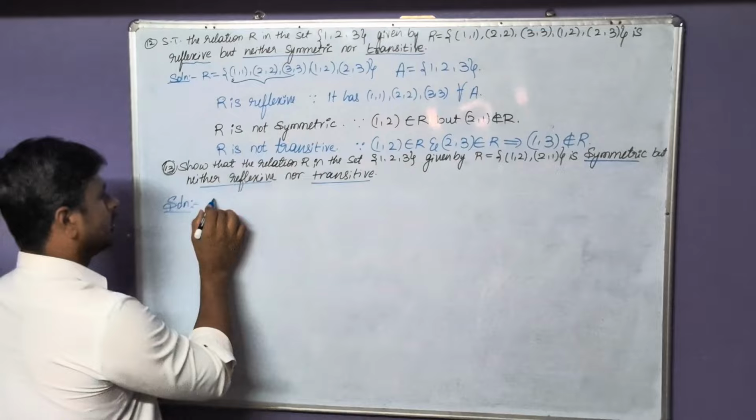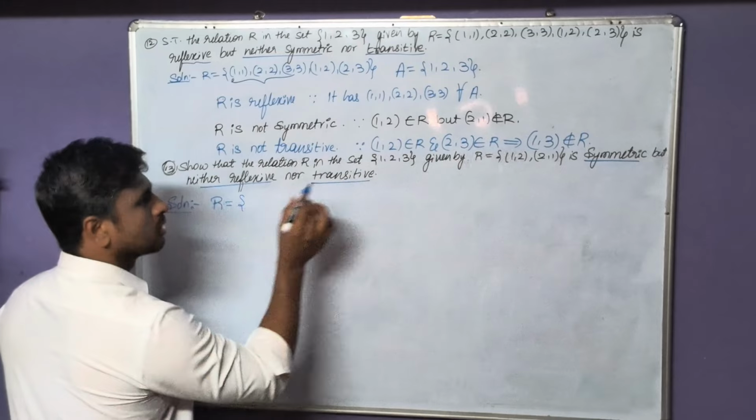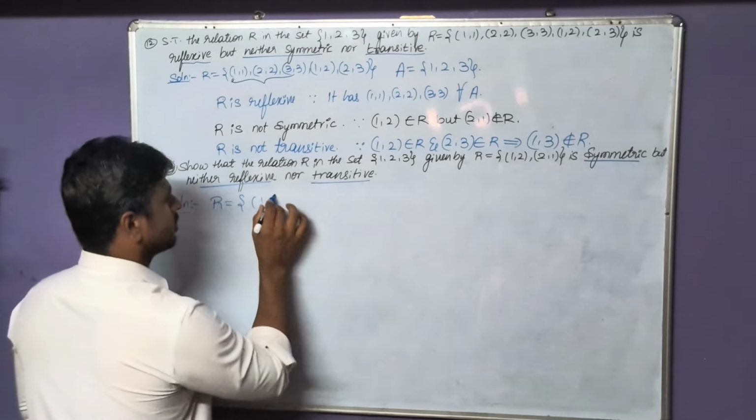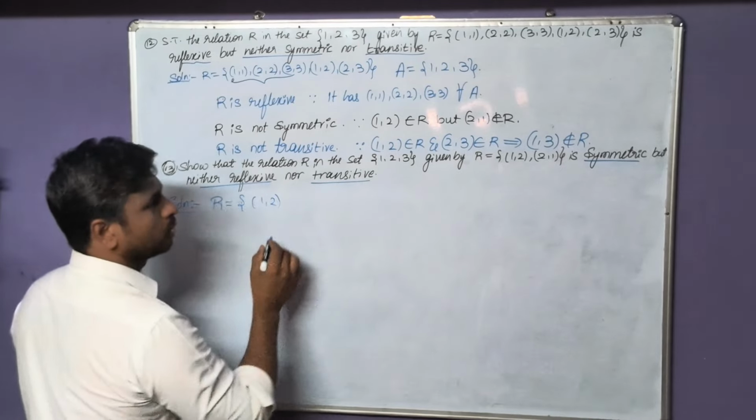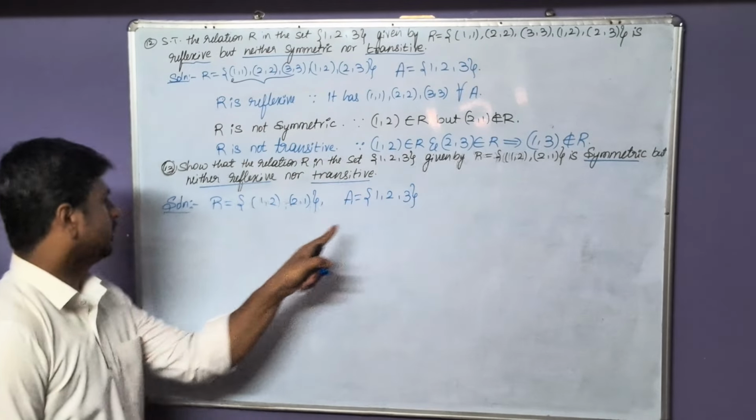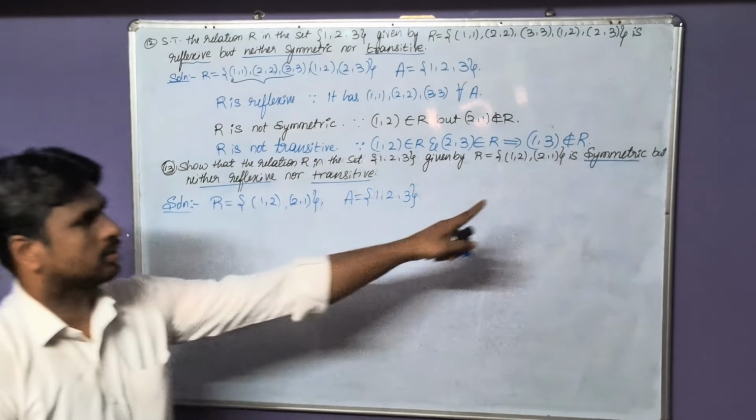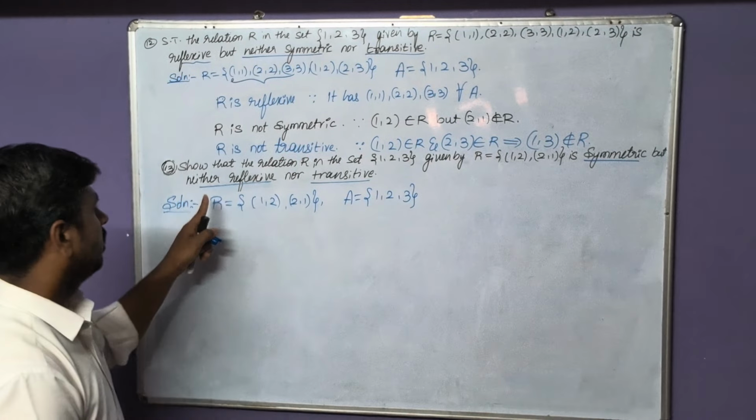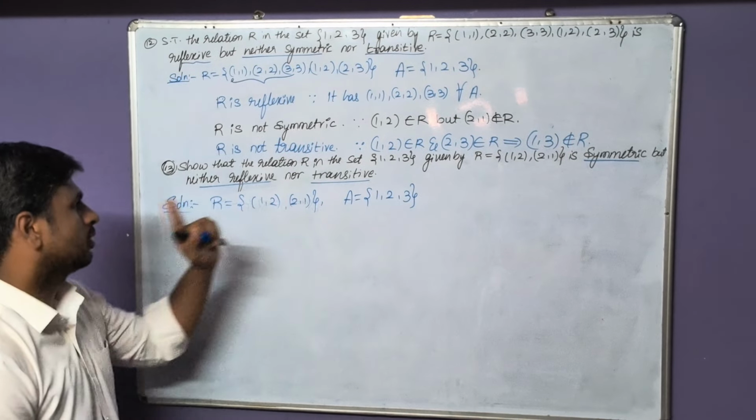What is the given relation? The given relation R has only two ordered pairs, that is (1, 2) and (2, 1). And the given set A has the elements 1, 2, 3. So under this set, we need to cross check whether the relation R is only symmetric, and we have to prove that it is not reflexive and not transitive.